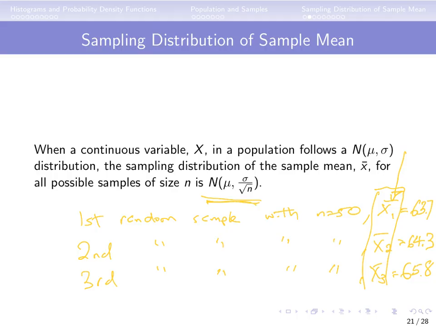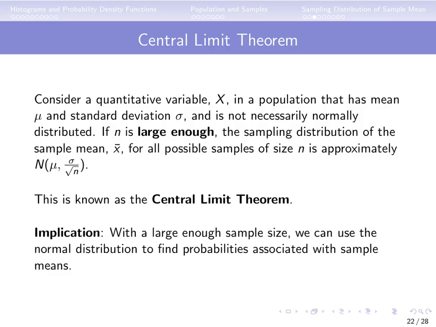The histogram will follow a normal distribution with mean mu, so the mean stays the same, but now the standard deviation is divided by the square root of n. It decreases. So that's what the sampling distribution means: it's basically the distribution of your sample means.